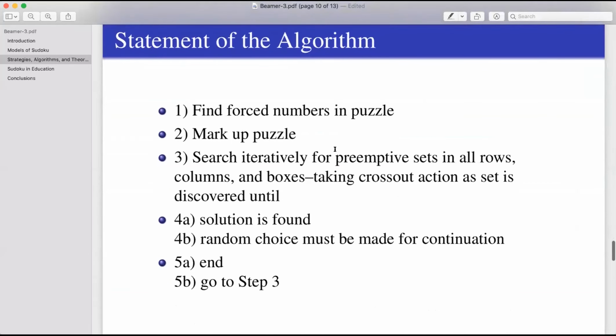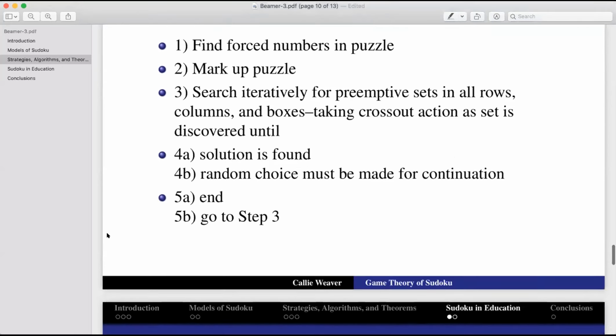And this is the statement of the algorithm. You find the forced numbers in the puzzle, mark up the puzzle, and then you search iteratively for a preemptive set in all rows, columns, and boxes, taking cross-out action, as said, and that would be whenever you take a cross-out action during the unique singles and hidden singles. And if a solution is found, great, and if not, then you have to use the preemptive set theorem to make a random choice so you can continue.